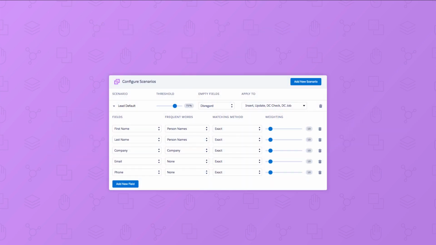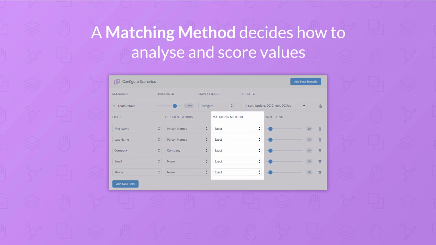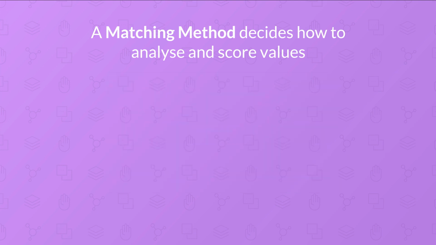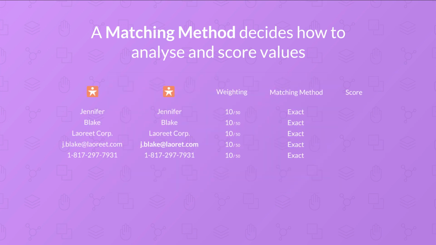Let's move on to the matching methods. A matching method decides how we analyze and score values that we compare. Right now, we have selected the exact matching method at all fields. The exact matching method will only give a full score if there's an exact match. Because of that, the 2 email addresses that we are comparing receive a 0% matching percentage. They're not an exact match.